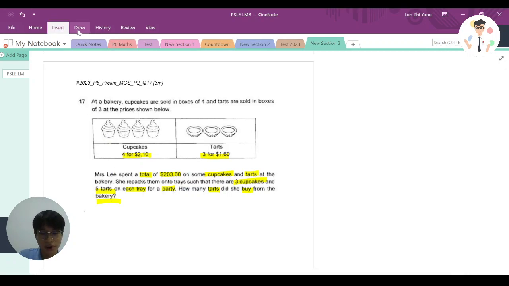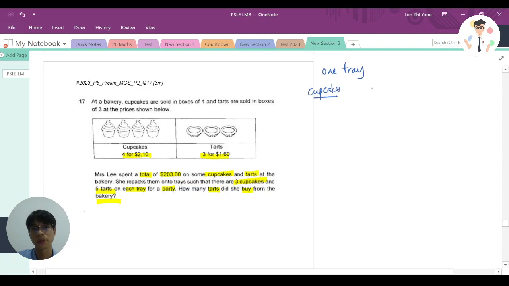The very important part that you should think of is that on one tray, this is cupcakes, this is tarts. They are supposed to be in a ratio of 3 to 5. I mean the number of cupcakes to tarts. So for example, here 3, here 5. If I have one more tray, it will be 6, 10. So it will always be the ratio of 3 to 5, no matter how many it increases. However, cupcakes are supposed to be in boxes of 4, meaning it should be a multiple of 4.